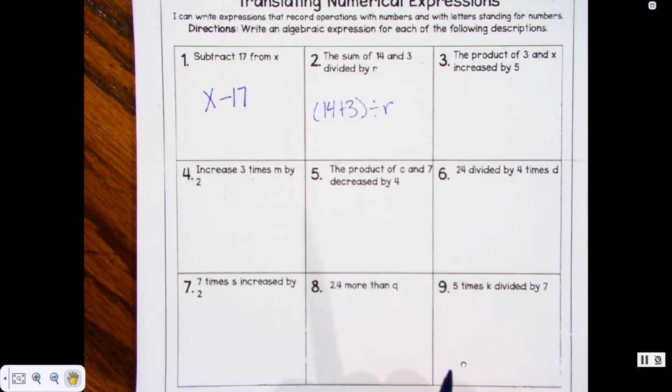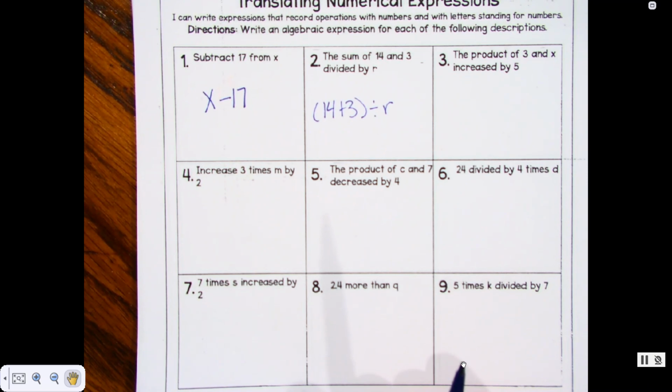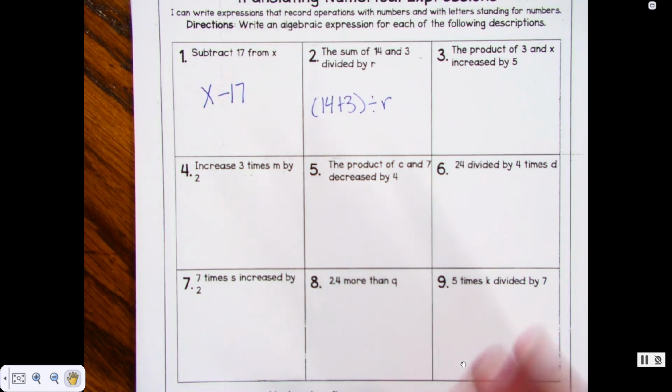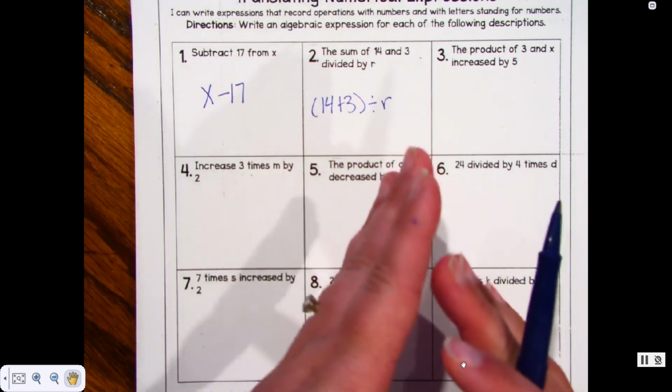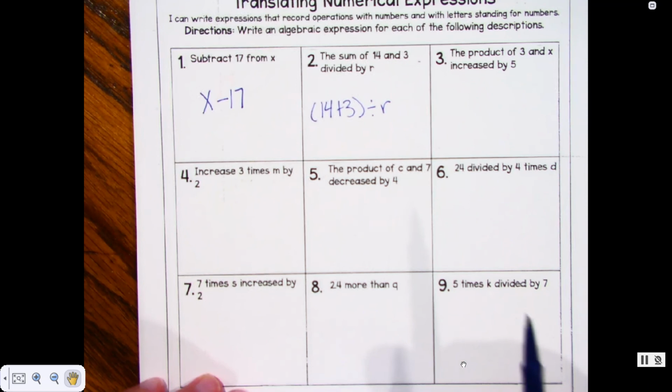Remember, you should have in your math binder a list of words. We made a tree map, I think, where we had all the words that could mean sum, all the words that could mean difference, and things like that. So that might be helpful with this.